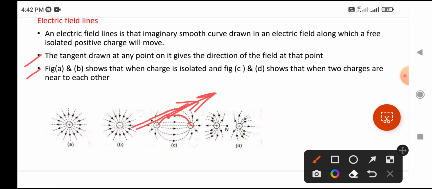Figures A and B show the case when the charge is isolated. So these two indicate when the charge is isolated. Figures C and D show the case when two charges are near each other. So these two are like this.